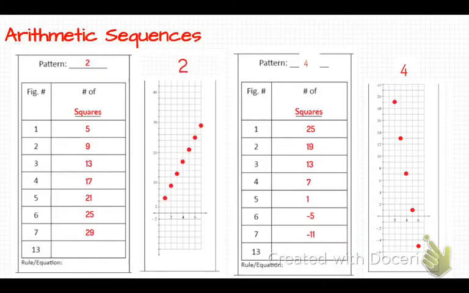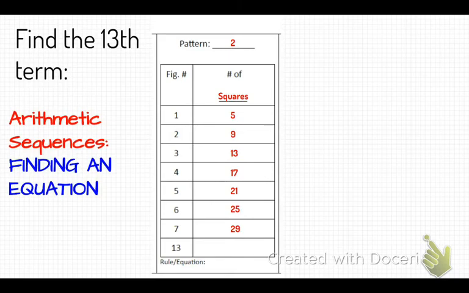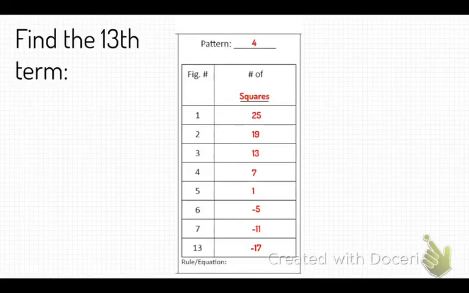So, these are our arithmetic sequences, and we're going to talk about finding the equation. So, is the 13th term in pattern 4 negative 17? No.